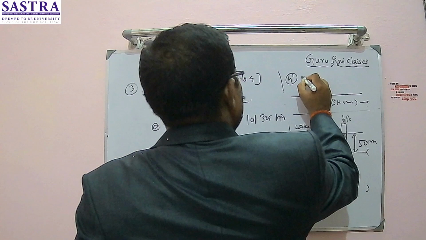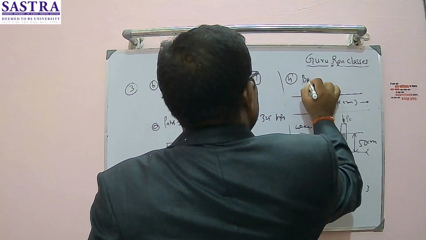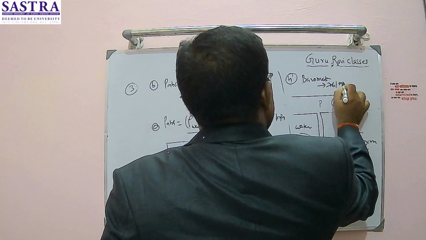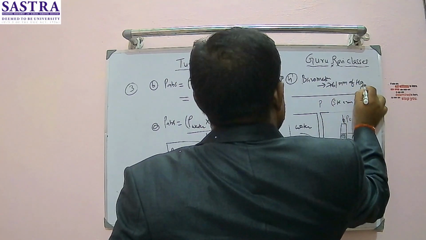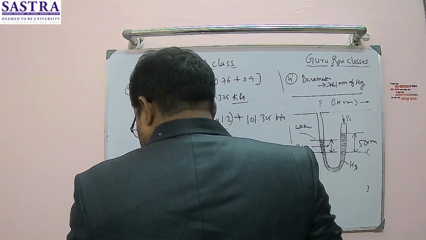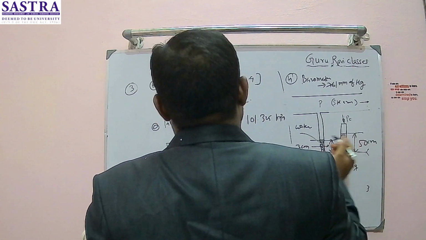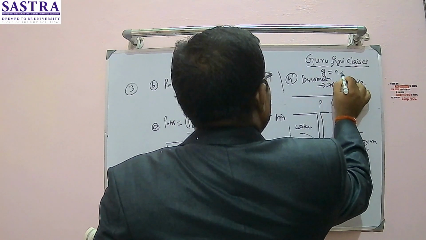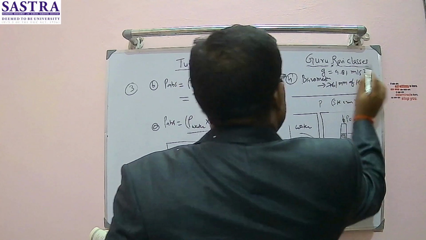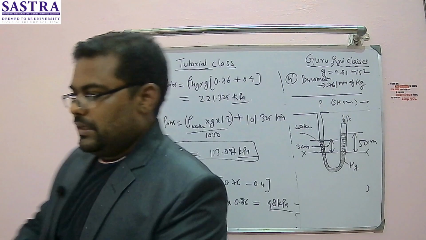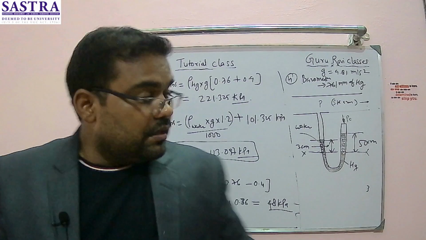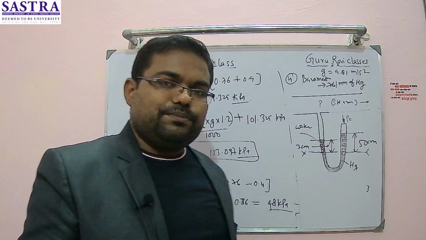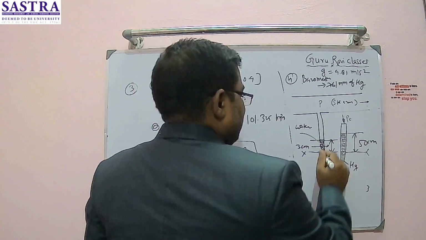So the barometer reading is given as 761 mm of mercury, and acceleration due to gravity g is 9.81 meter per second square, which is also given. All right, so what I will do is apply the pressure equation on both sides. So I can write the equation here.